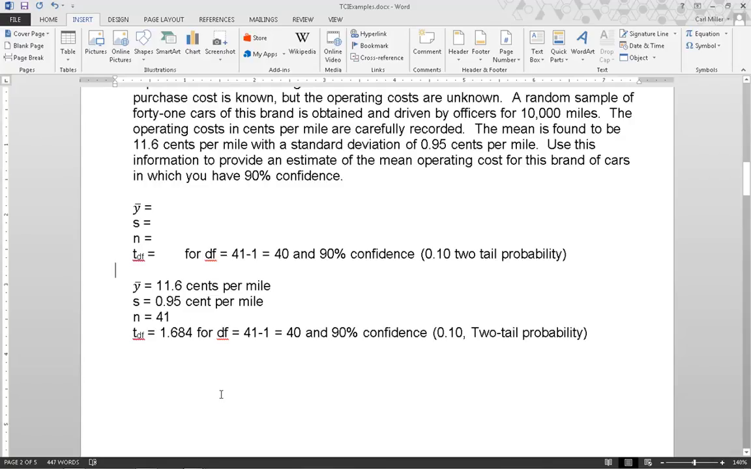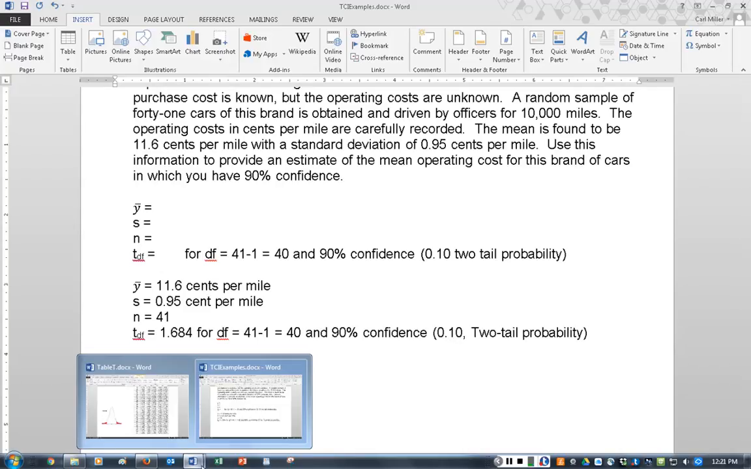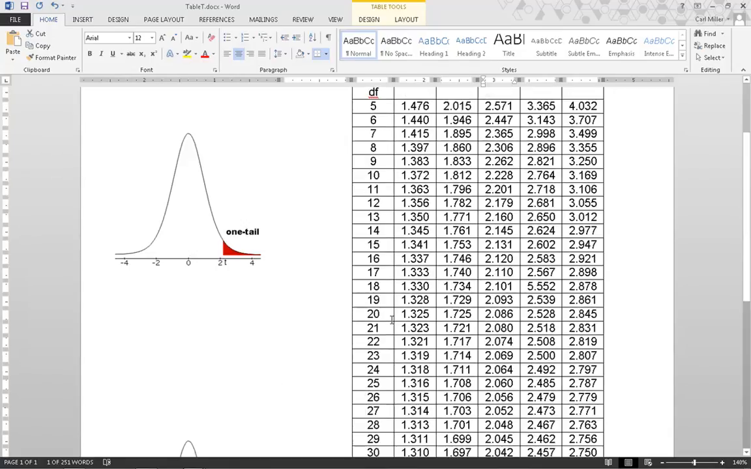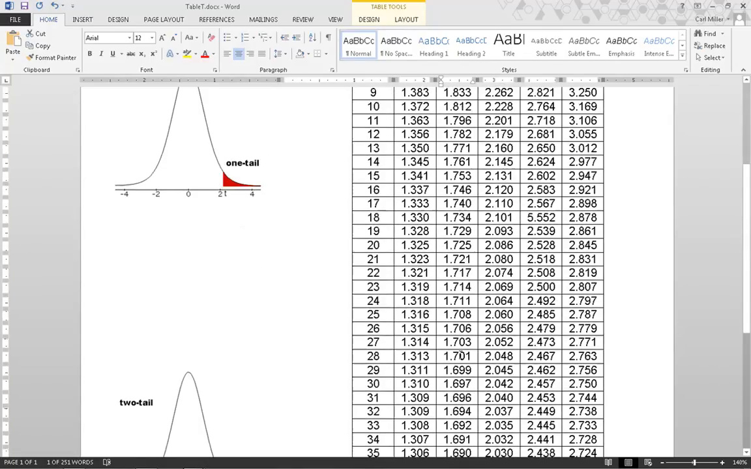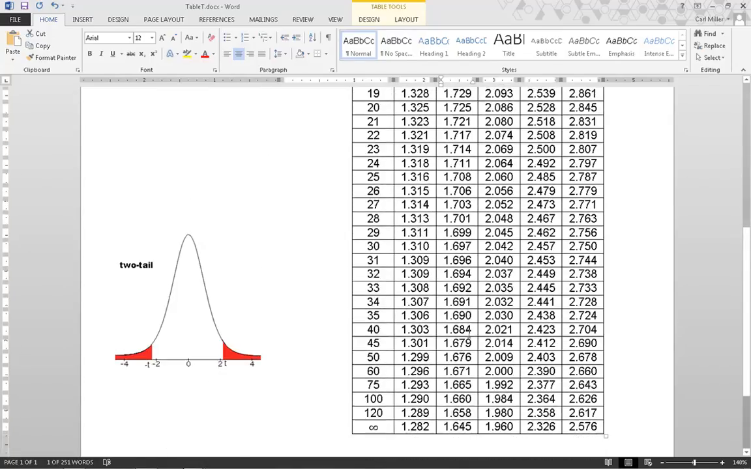Where does that number come from? Let's look in table T at 40 degrees of freedom and the 0.10 two-tail probability, which is your 90% confidence column. So two-tail probability 0.10, so we're in this column, and we wanted how many degrees of freedom? 40. So our score is 1.684.